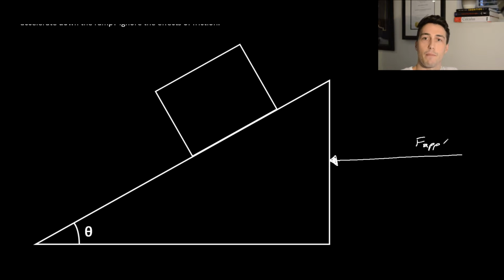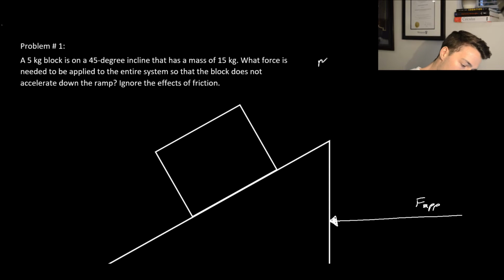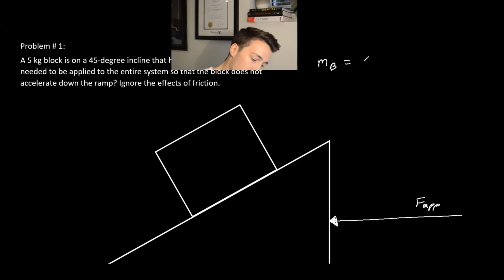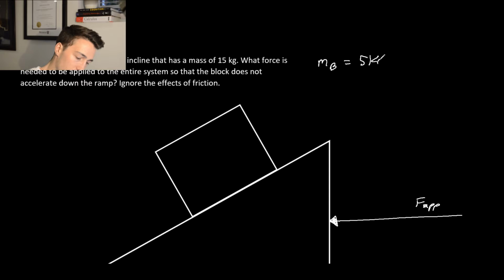Both the wedge and the block that's resting on the wedge are going to be accelerated. So we can ignore the effects of friction. I'm going to say that theta is equal to 45 degrees here. We have the M of the block, which I'm going to call MB, so that's 5 kilograms, and we have the M, or the mass of the ramp, and that's 15 kilograms.